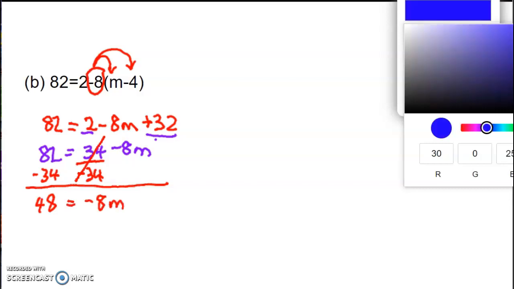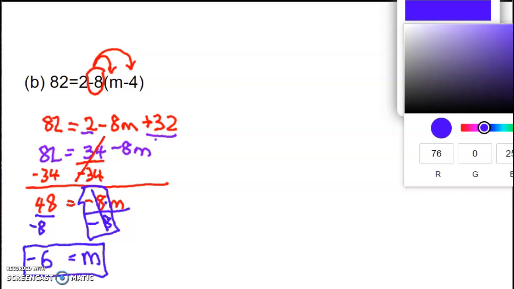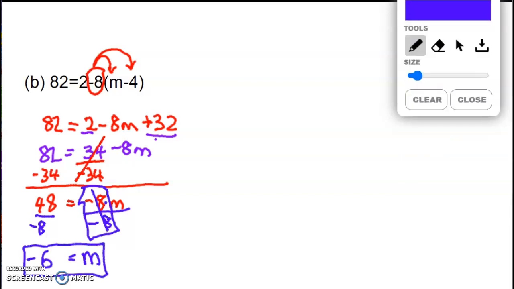And I see that -8 is being multiplied to m, so how do I undo multiply by -8? Opposite of multiplying is dividing, so it's going to be divided by -8 to both sides. And this just becomes my giant 1 again, and it cancels out, and you're left with m is equal to 48 divided by 8 is 6. Positive divided by negative is going to be negative, so m is -6, and that's my final answer.